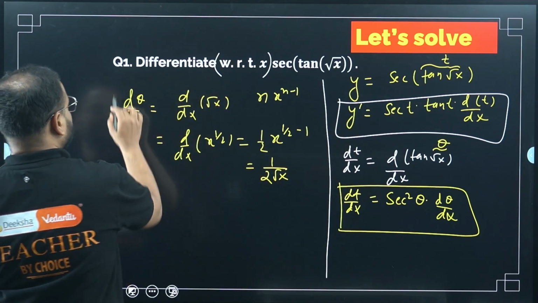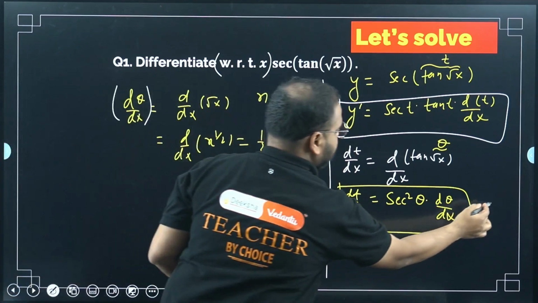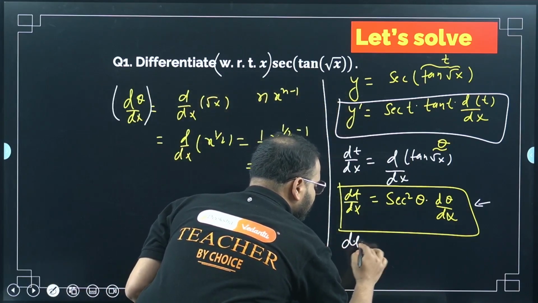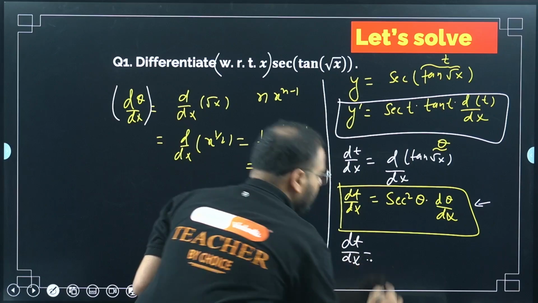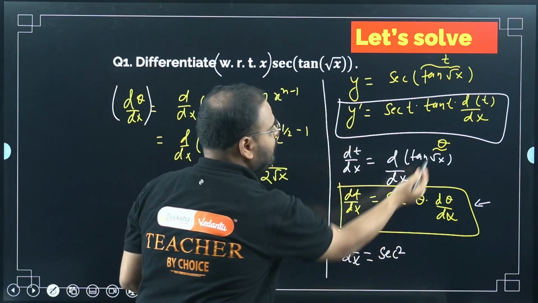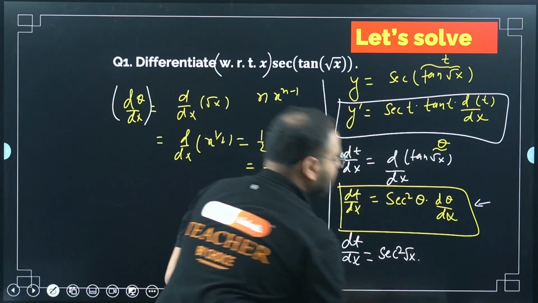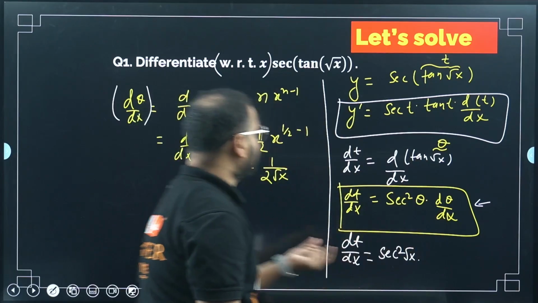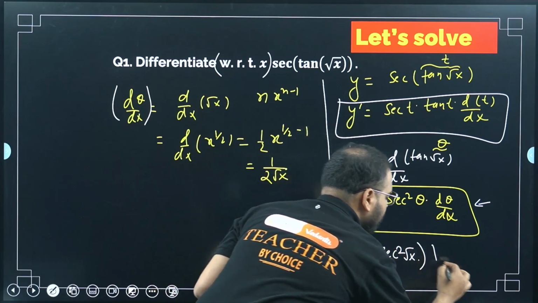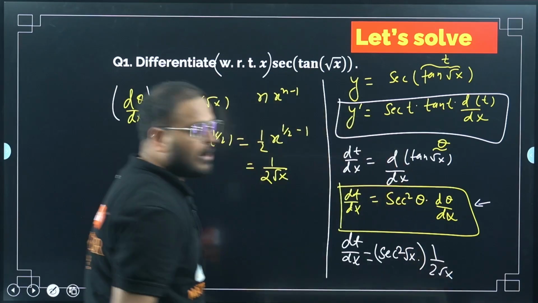First I will put this over here. I'll put the theta value back. So what am I going to get for dt by dx? I'll get sec square of theta, and theta is root x, so sec square root x, times dθ by dx. How much is that? 1 by 2 root x.